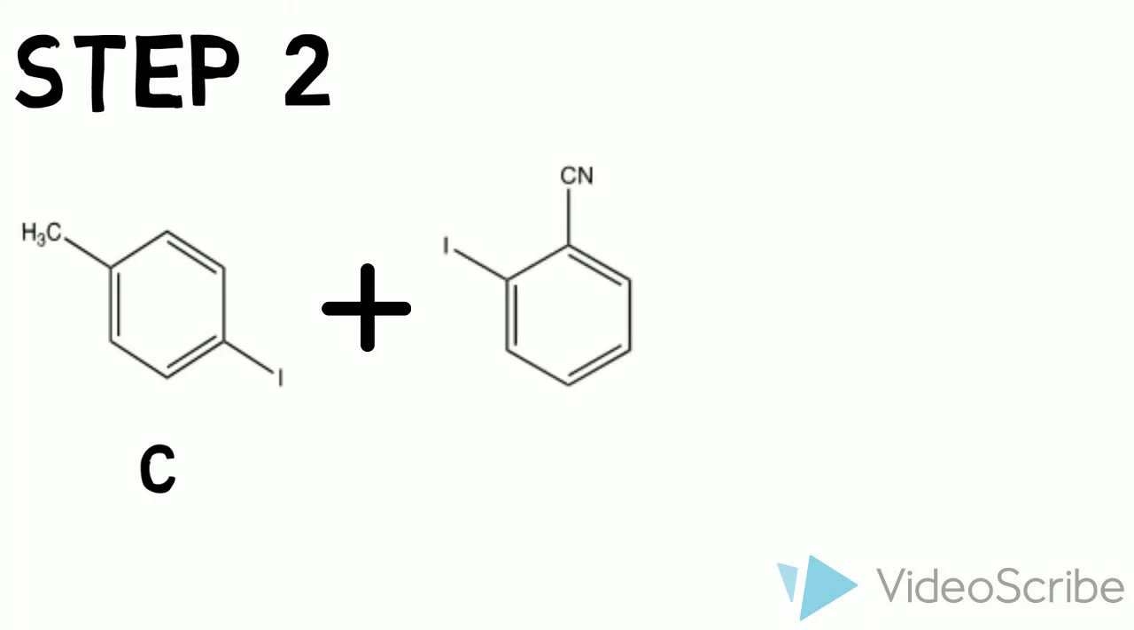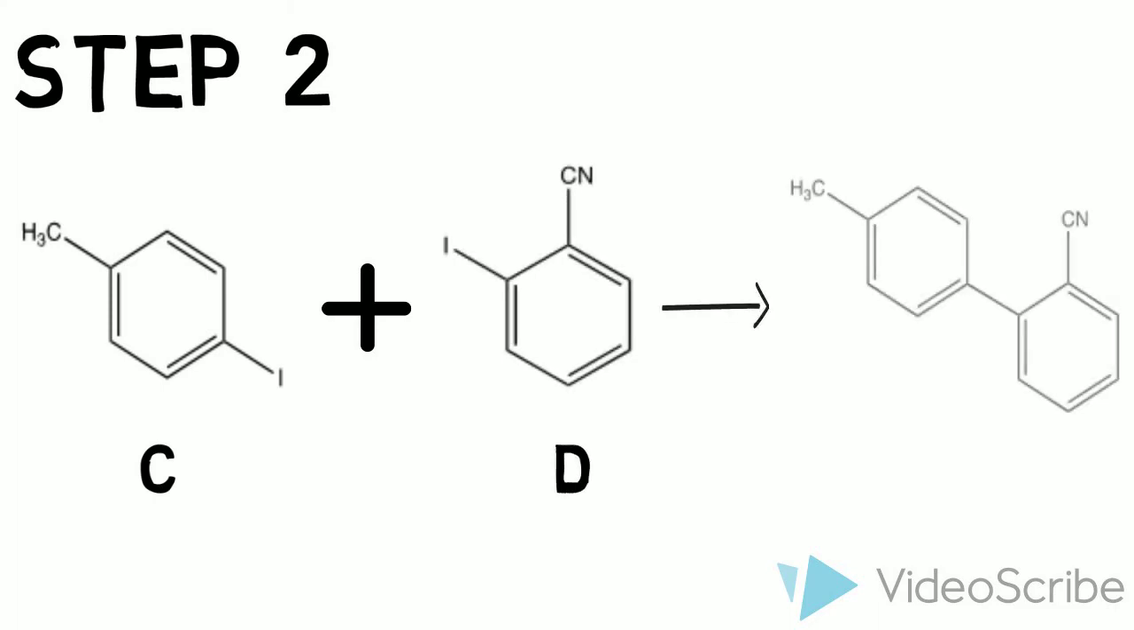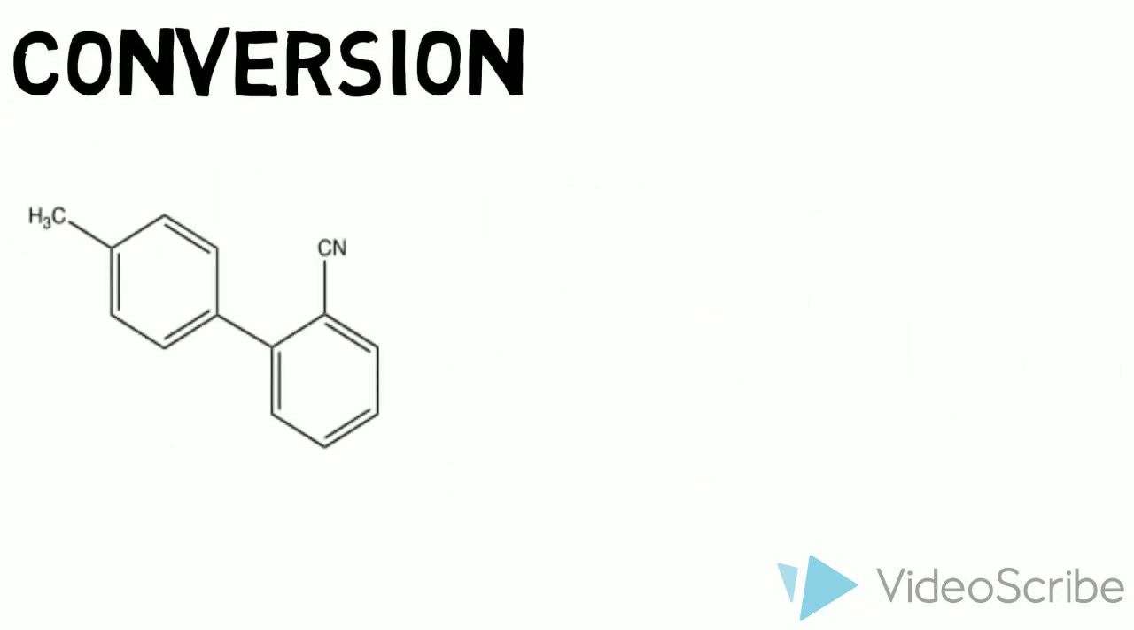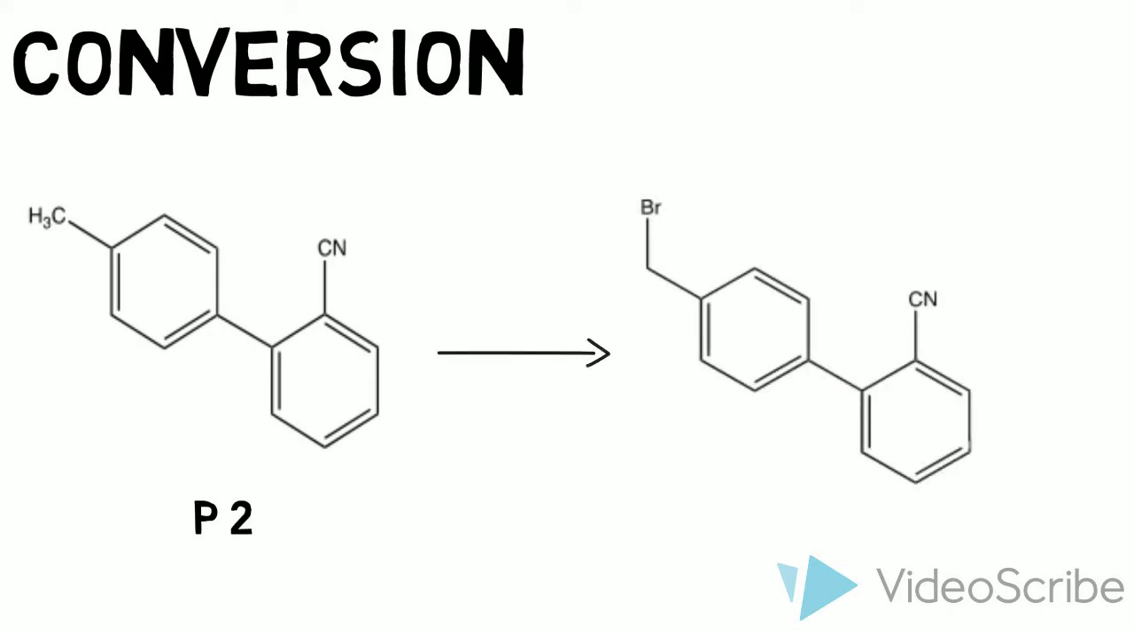Then, the second step involved the formation of a substituted biphenyl derivative using Ullmann biaryl synthesis using copper powder at 210 degrees for 2 hours, followed by NBS bromination. This reaction requires NBS and AIBN under reflux.